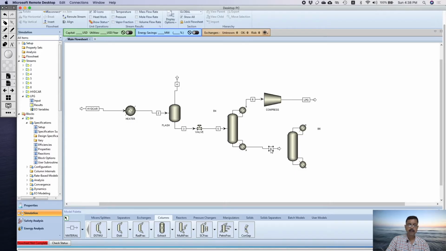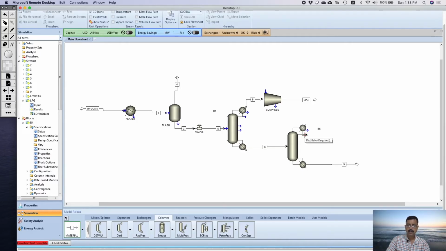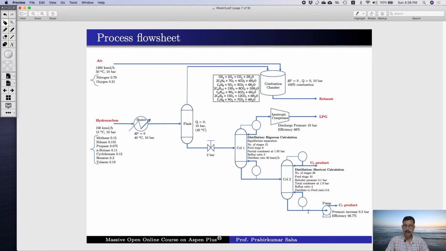So we go here, reconnect destination at this point. And there will be two material outstreams. And here we will give a total condenser. Okay. So this end will be pumped. So we need, you can see, this end will be pumped. So this is the C7 product, toluene product.